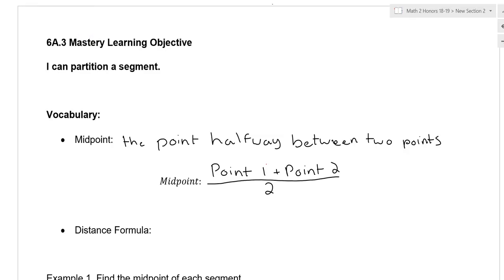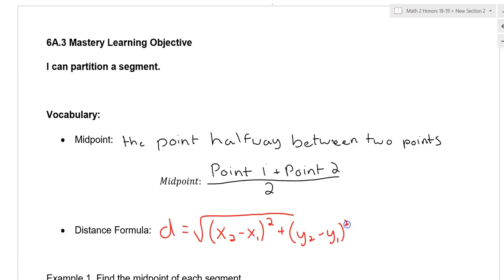Then we have our distance formula. Our distance formula is this really long formula when we're talking about the distance between 2 points. Okay. And what these like 2's and 1's mean, so this is the distance equals the square root of, it's x2, so the x value of your second point minus the x value of your first point, and then you square it, and the y value of your second point minus the y value of your first point squared.